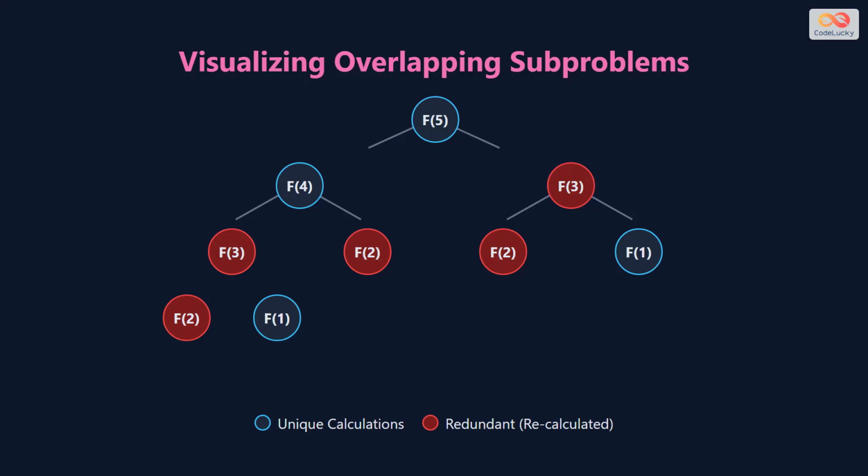Let us visualize what happens when we call this function for F(5). The computer has to calculate F(4) and F(3). But to calculate F(4), it needs F(3) and F(2). Notice that we are calculating F(3) multiple times. As the tree grows, these redundant calculations explode. This is called overlapping subproblems.